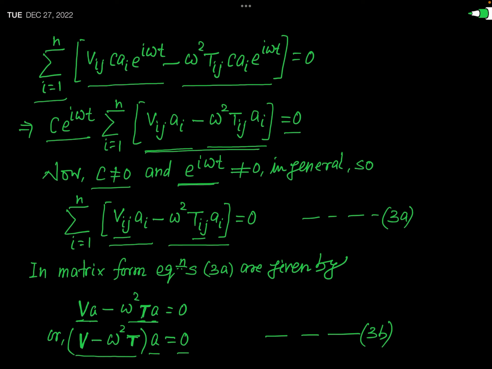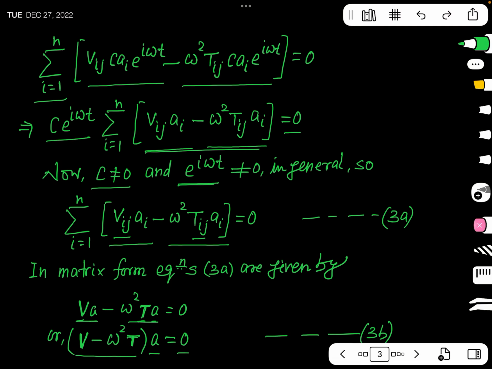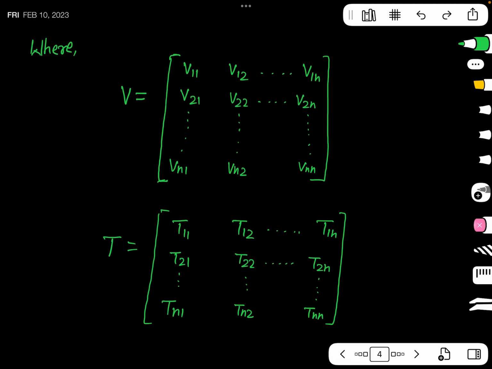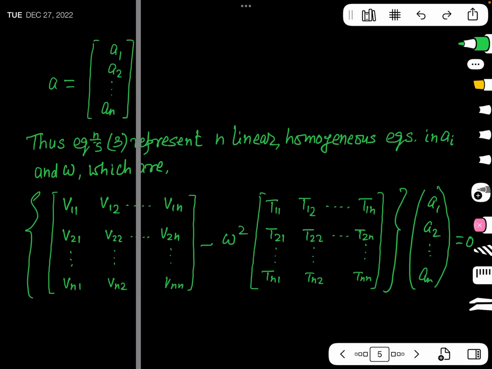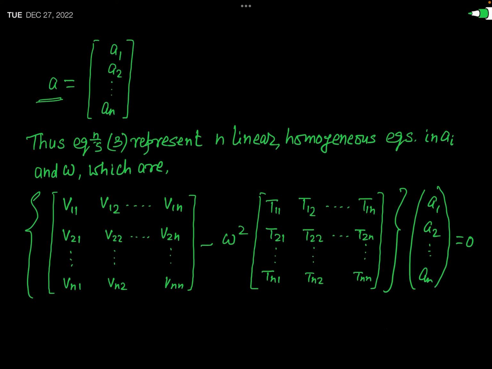Actually, here V and T are both n by n matrices. You can see I have defined these two matrices in this manner. V is an n by n square matrix and its elements are V11, V12, V1n, and similarly Vn1, Vn2, Vnn. So this is just an n by n matrix. Similarly, T is also an n by n matrix defined like this. You can see it here. Now, A is just a column matrix and it is defined as A1, A2, An.